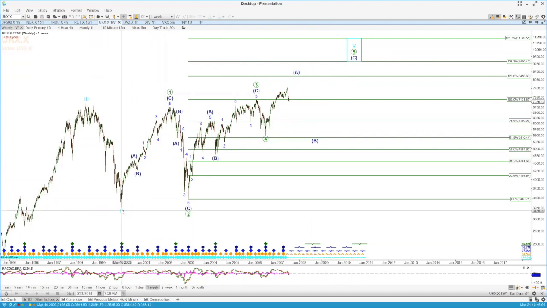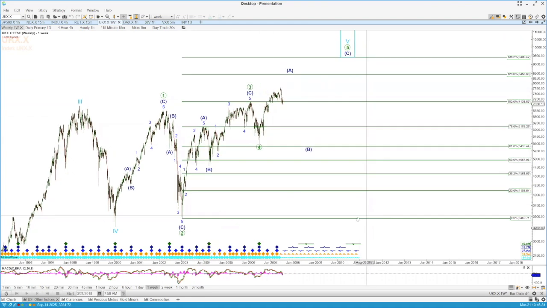So from the 2003 low, I have an A, B, C for a primary degree wave 1 high up into the peaks seen in 2002. From there, we have an A, B, C down for the primary degree wave 2, which was the March 2009 low. From there, another 5 up for an A, B back, and a further 5 up for the primary degree wave 3 peak, which was the peak we saw back in March of 2015.